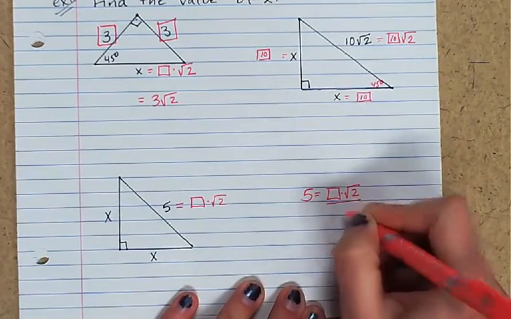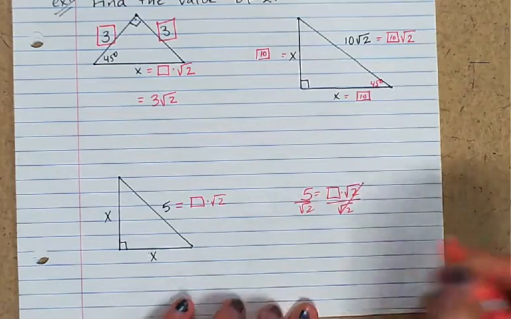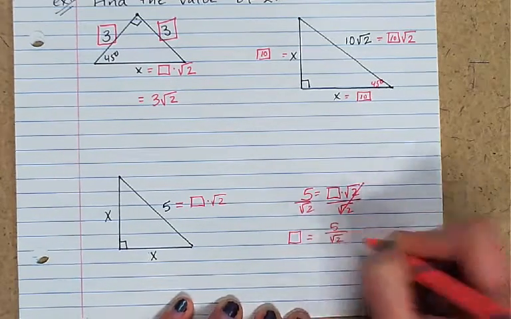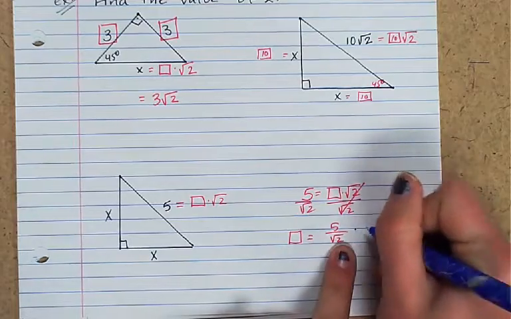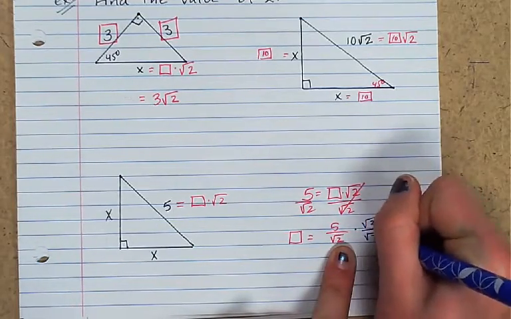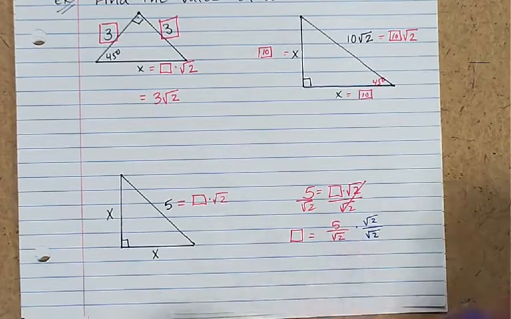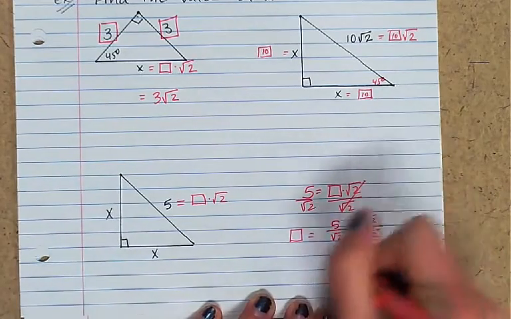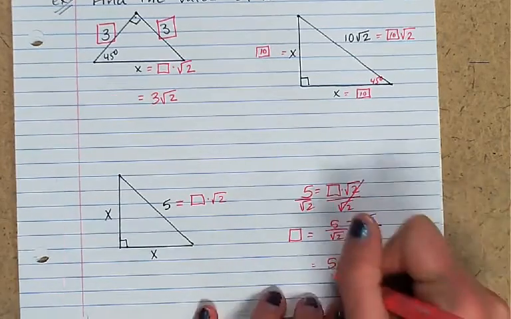If I am solving for the box, I just divide both sides by the square root of 2. That cancels. Now, you cannot have a square root in the denominator of a fraction. You have to rationalize the fraction. The way you do that is you multiply the top and bottom by whatever the radical in the denominator is. Since it's square root of 2, I'm going to multiply the top and bottom by root 2. And what we end up with in the top, if we just go straight across, is 5 root 2. And then root 2 times root 2 is 2.